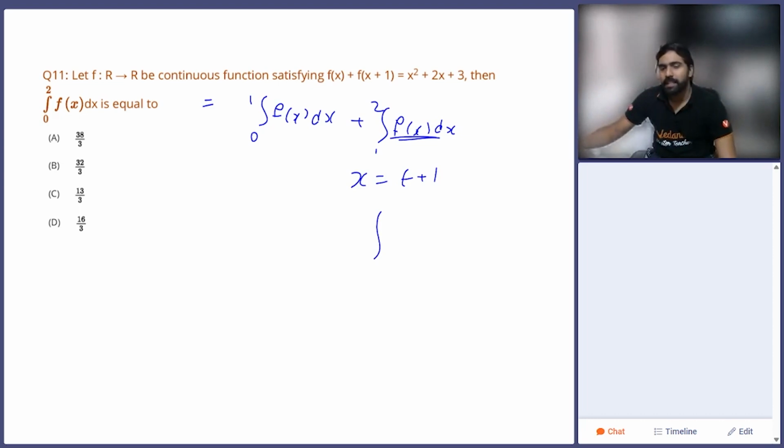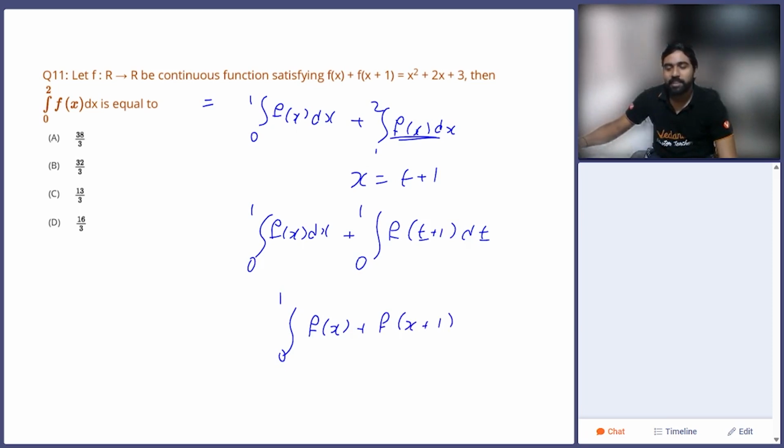In the limit, what happens? t is x minus 1. So the limit becomes 0 to 1. That's one good thing. f of t plus 1 dt. So I can change the variable back to x. There's no change, basically changing t to x over here. So this becomes overall integral 0 to 1 f of x plus f of x plus 1 dx.